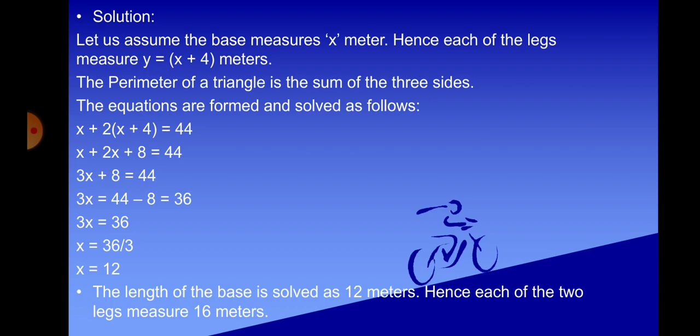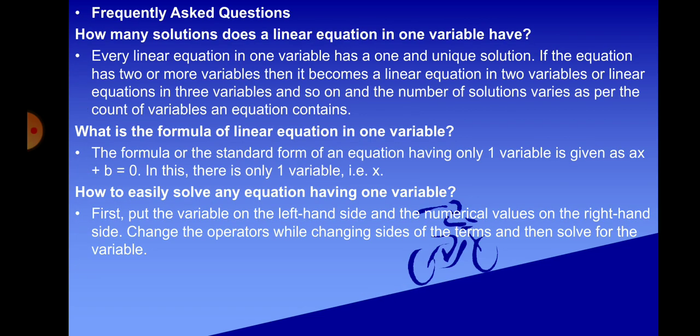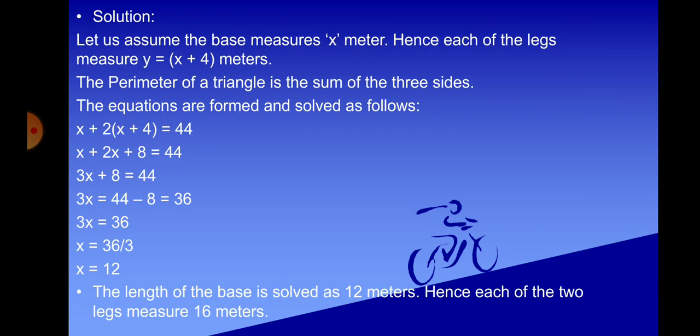3x equals 44 minus 8 equals 36. 3x equals 36, so x equals 36 over 3. So the answer is x equals 12. So the length of the base is 12 meters, hence each of the two legs measures 16 meters.